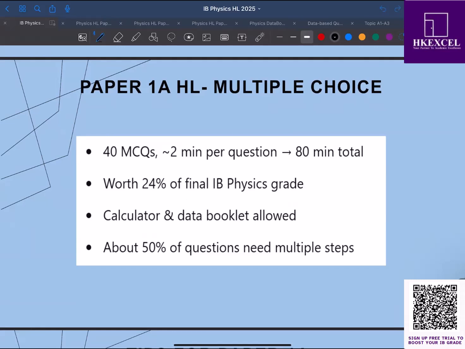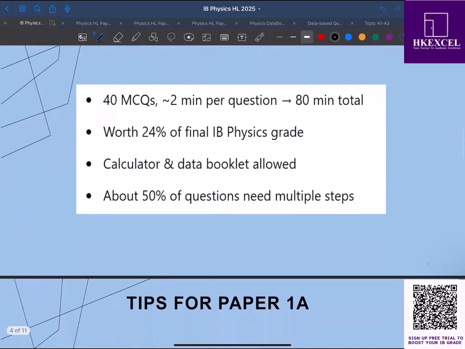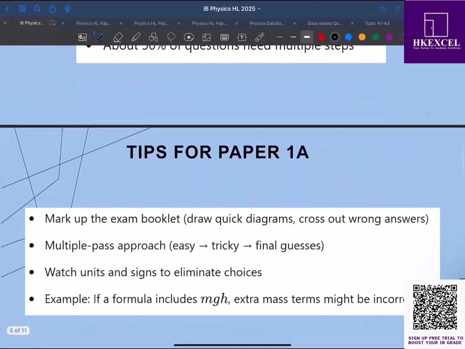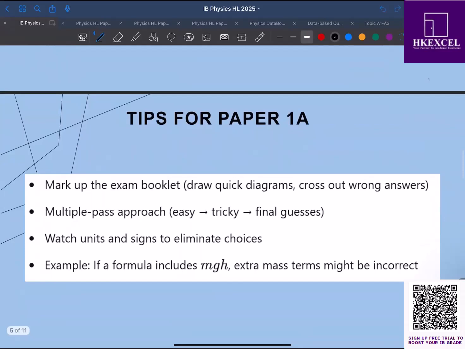Okay. Now, let's look at some strategy for paper 1A. In the exam, it's always better to mark up your exam booklet. Maybe draw a free body diagram for forces, maybe label known variables, or maybe quickly rewrite relevant equations. In that way, you can cross out answer choices which are certainly wrong, for example, due to sign errors or mismatch.